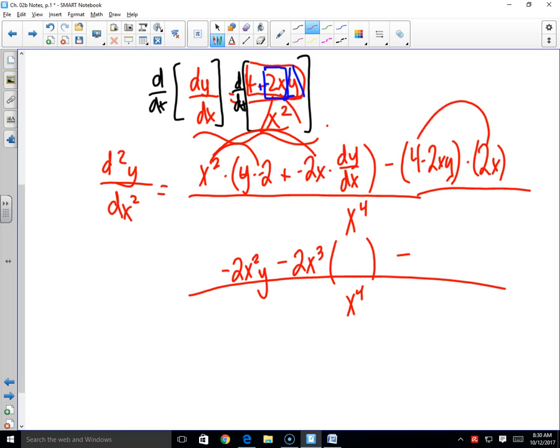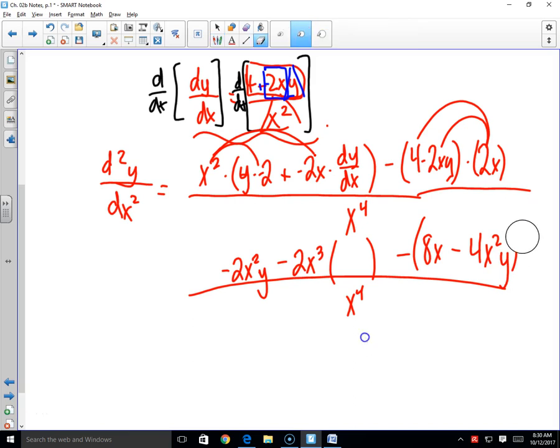Minus 8x. I have 8x, and then plus I'm going to put 4x squared y. Okay, so it's going to be minus 4x squared y, but you guys are distributing the negative, I think, right? Okay, so the negative is going to go to the 8 and to the negative 4, which means you're going to have a minus 8x and a plus 4x squared y.